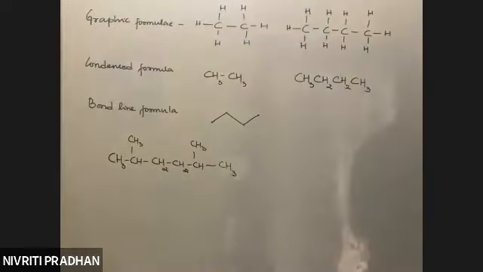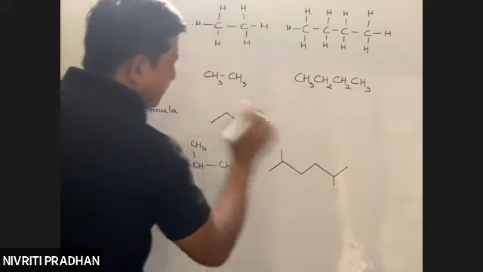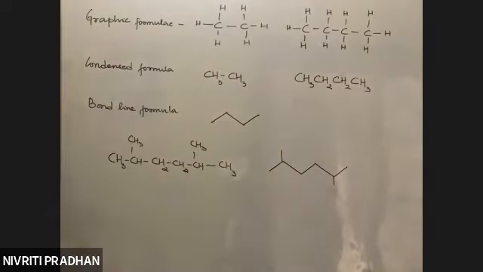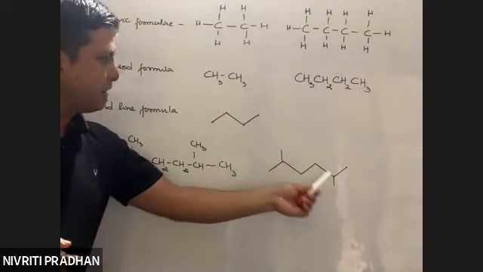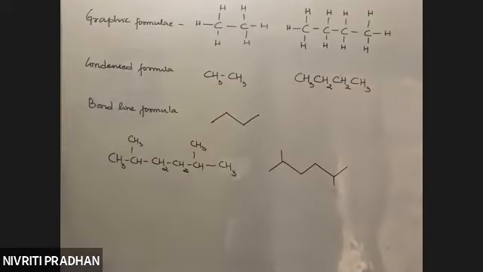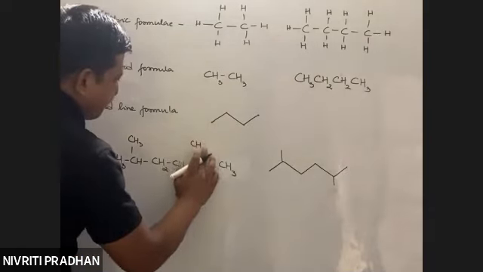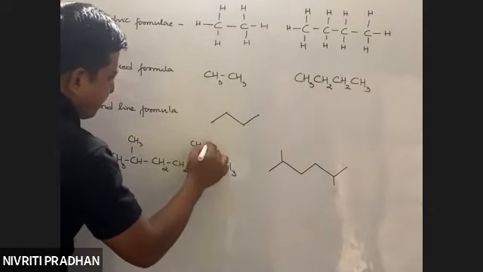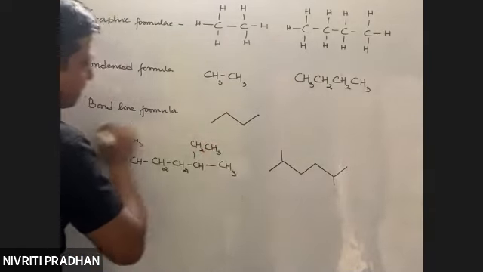Now where does the branching occur from? The second carbon atom. So one methyl branching, CH3. And at the fourth carbon atom, one methyl branching like this. So if I just draw like this, it means I have a CH3 group out here. I have a CH3 group out. Got it? Now say if I have CH2, CH3.